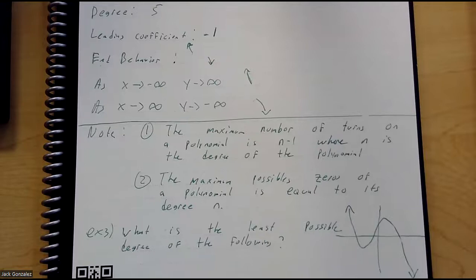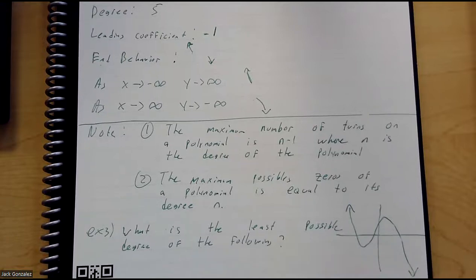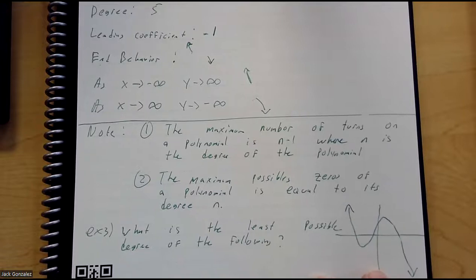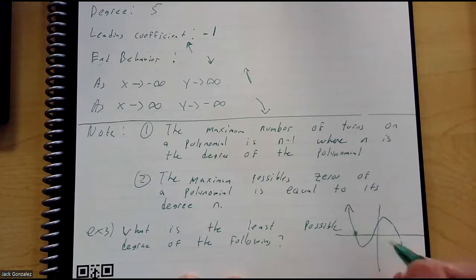Okay, so number 1 says the max number of turns. Well, what is a turn? So the function, see how it turns here once, and then twice? That's what I mean by turns. So it's shifting. So the degree could equal 1 more than the total number of turns. We have 2 turns, so this should be at least 3, degree 3. Now, it could be more, but at least 3.